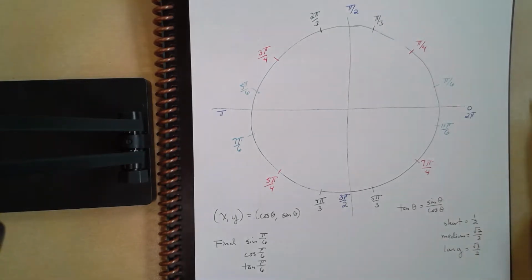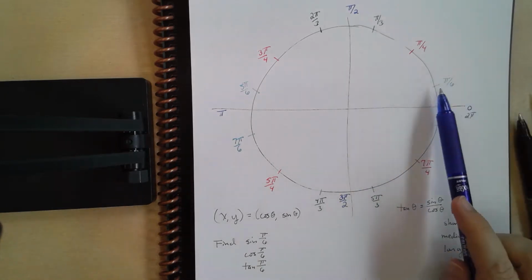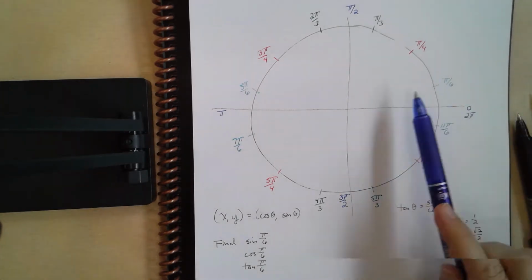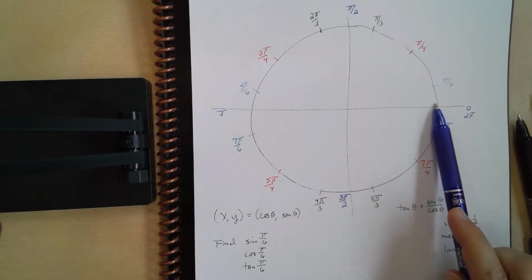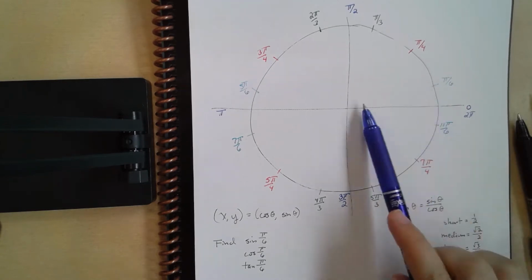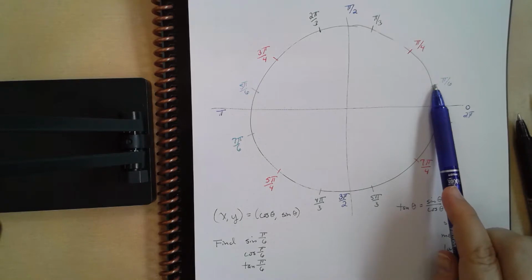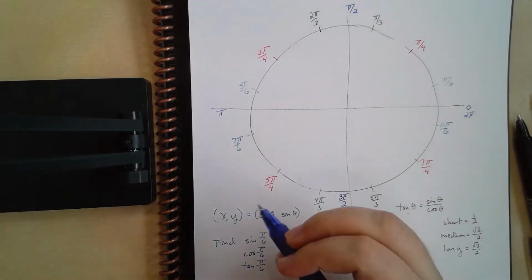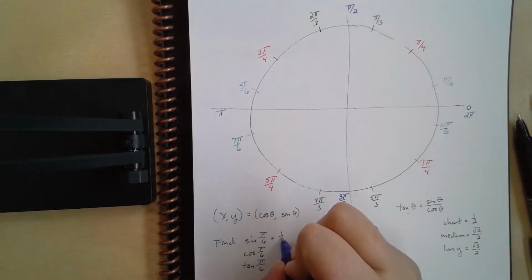Well, let's look back again at sine of pi over 6. Sine of pi over 6 is right here. Sine is going to be my y value. My y value, of course, goes this direction. So my y value is a short distance here. So sine of pi over 6 is just going to be equal to 1/2.